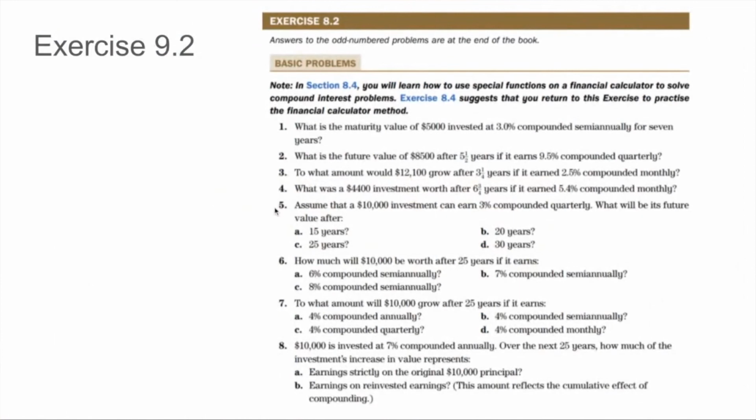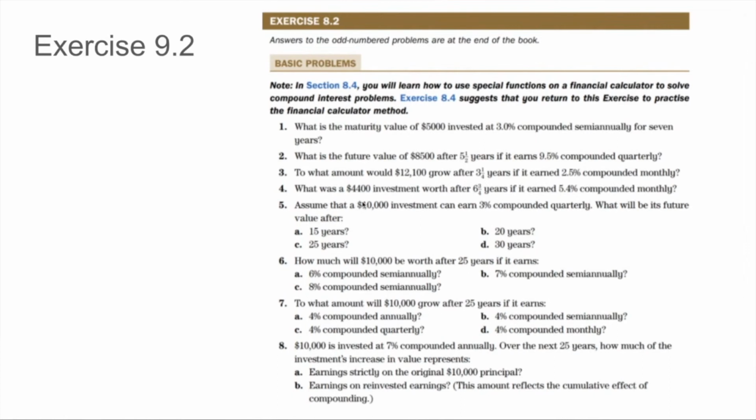So 5, assume that a $10,000 investment can earn 3% compounded quarterly. What will be its future value after? So we really got 4 problems in one here, okay?